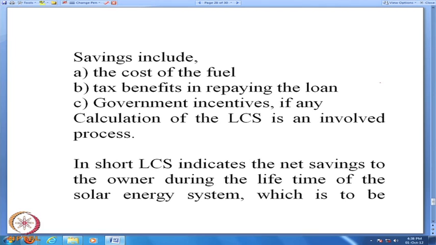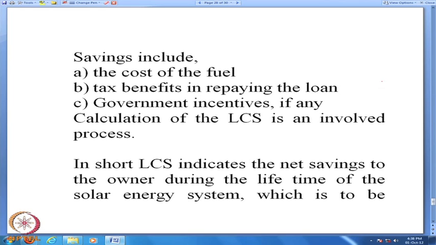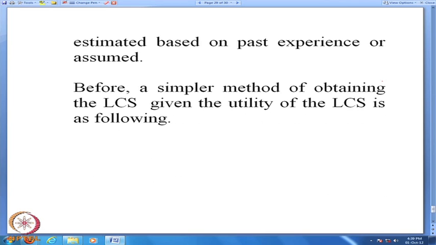So, in addition, you have to bring in what is called a present worth factor. What is the value today of 100 rupees 10 years later? In short, LCS indicates the net savings to the owner during the lifetime of the solar energy system, which is to be estimated based on past experience or assumed. That is, the life time period, 10 years, 20 years, 15 years, has to be assumed.